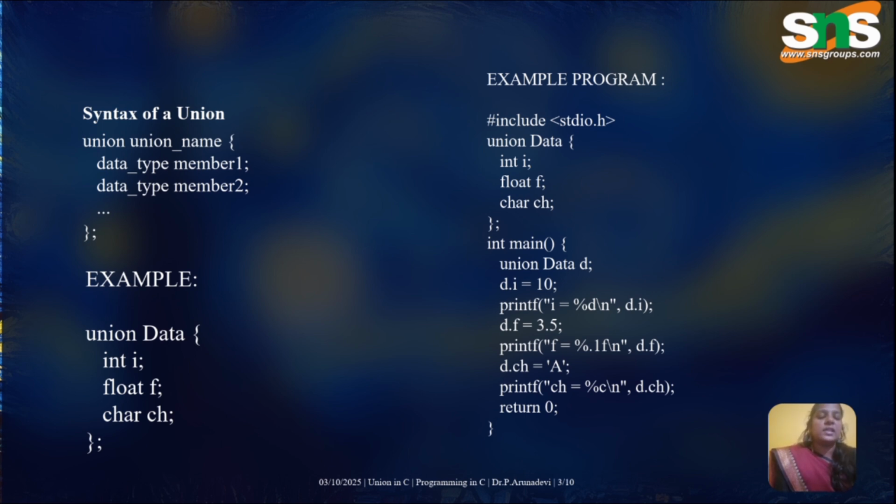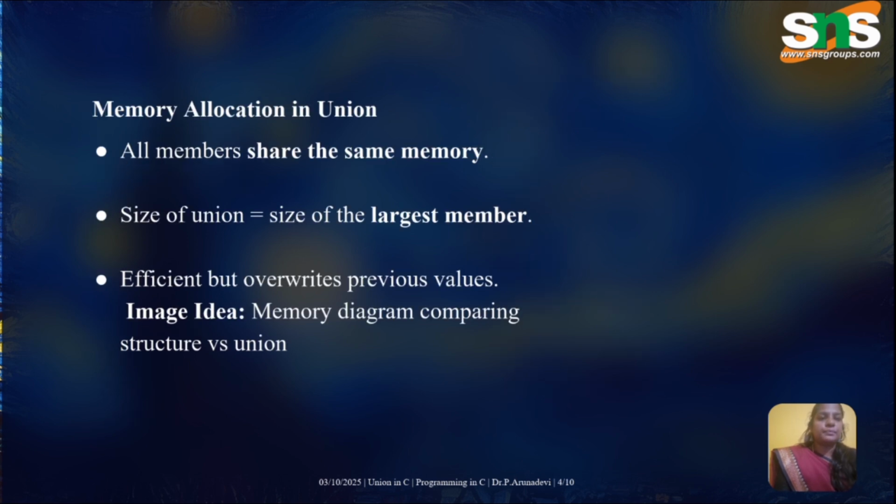Then crucial characteristics. Rule 1: only the last written member is valid. If you write to one field, all others get overwritten. Rule 2: union size is equal to the size of the largest member. This includes padding if needed. Rule 3: all members start from the same memory address, unlike a structure whose members get different addresses. Rule 4: you can't store multiple values at once. So a union is not equal to a structure. Union is either this or that. Rule 5: you can use pointers to unions. Very useful in embedded C.